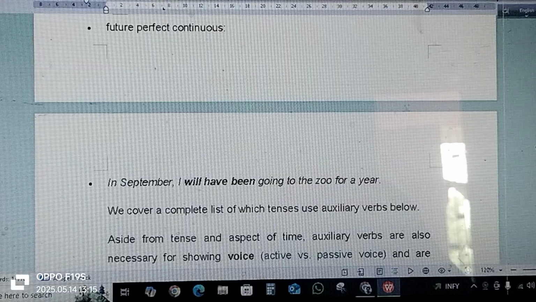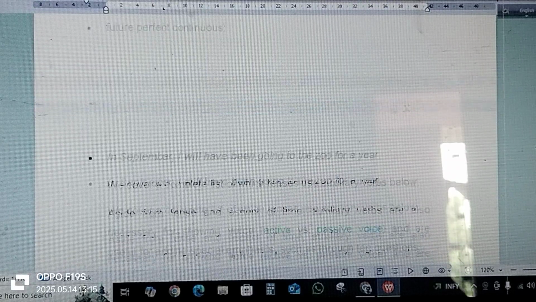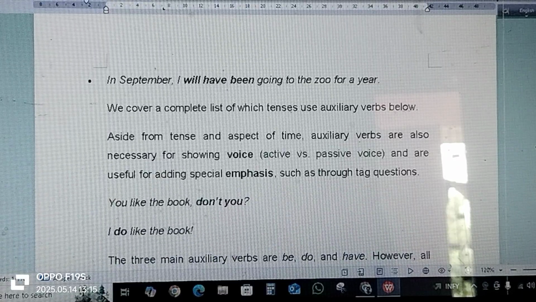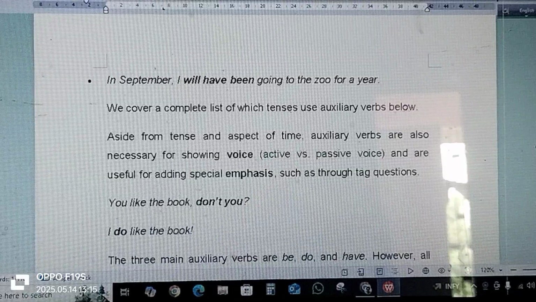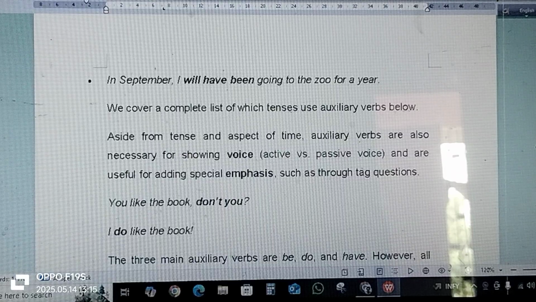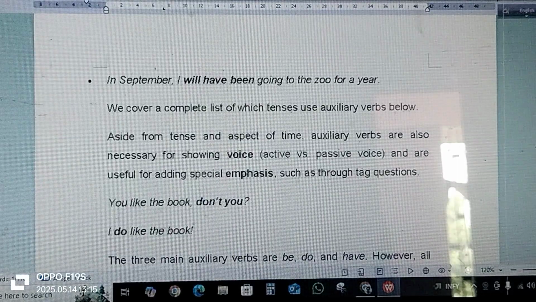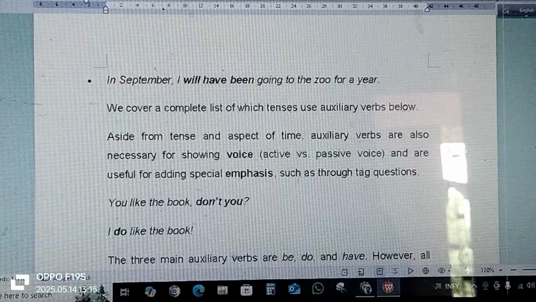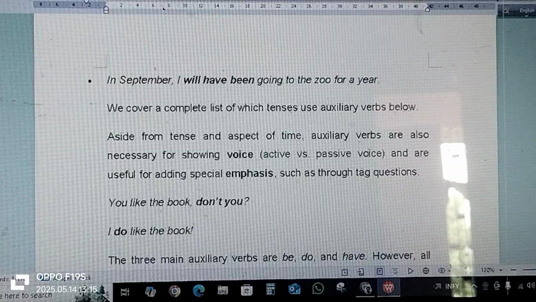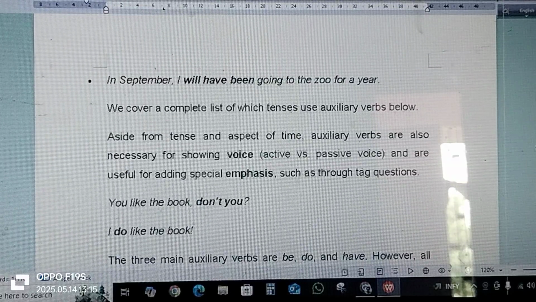Okay, we cover a complete list of which tenses use auxiliary verbs below. Not all tenses use auxiliary verbs, like simple present tense and simple past tense. In simple present tense and simple past tense, there is no use of auxiliary verbs. Aside from tense and aspect of time, auxiliary verbs are also necessary for showing voice, active voice and passive voice, and are useful for adding special emphasis, such as through tag questions.